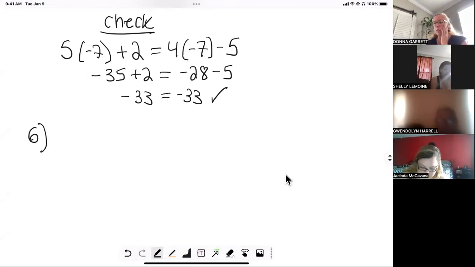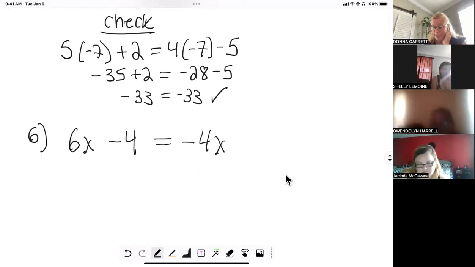All right, so let's look at that more. Let's do, whoops. 6x minus 4 is equal to negative 4x plus 6.